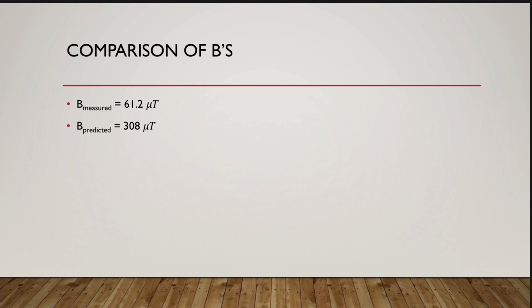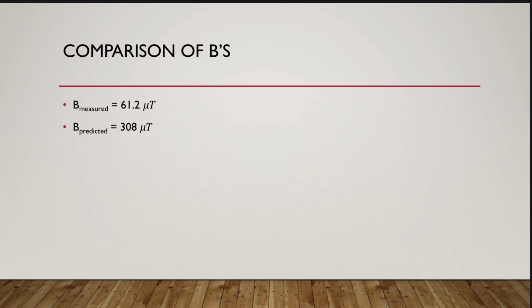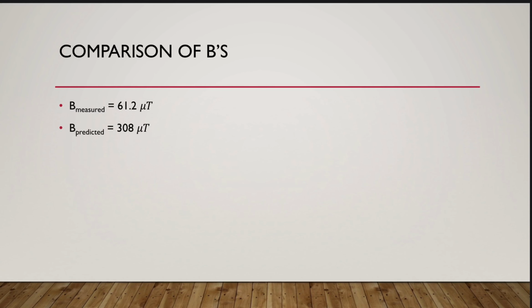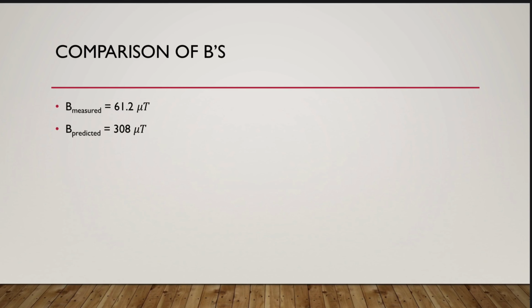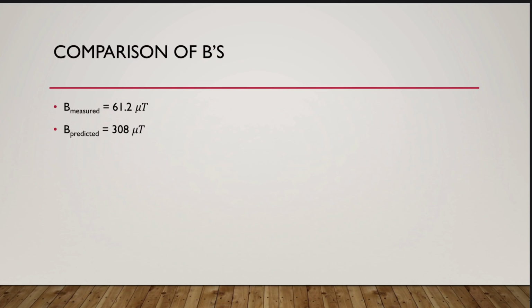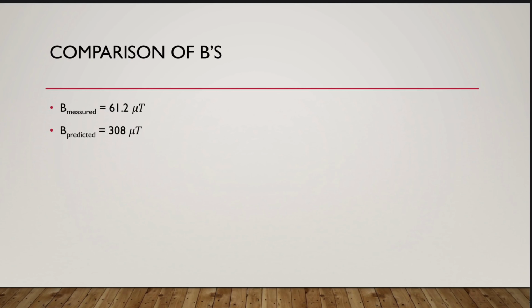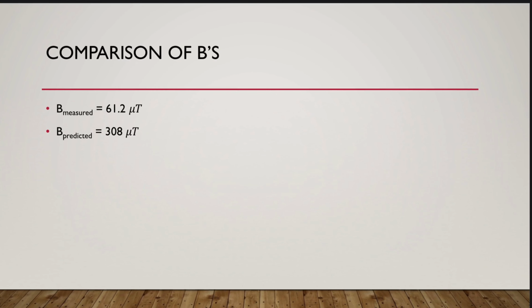There was a significant difference between the magnetic field measured and predicted. The predicted value ended up being 5 times the measured value. This could be a result of metal screws used in the wooden table that I was using, or electronic or magnetic interference from other electronic devices nearby.